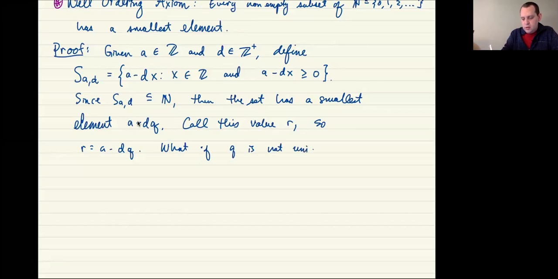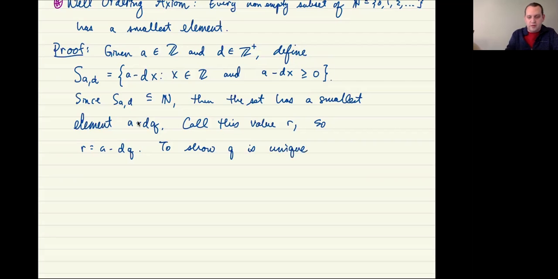I really shouldn't put this in the proof. This is really just thoughts I'm rambling on. But to show Q is unique, let's suppose that there are two different values, Q and Q prime, so that R is achieved by two values, A minus DQ and A minus DQ prime. If you know that R is unique, then we can just use that to get uniqueness of Q as well. There's really not too much to show.